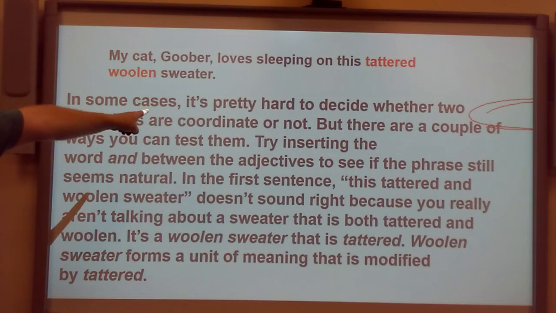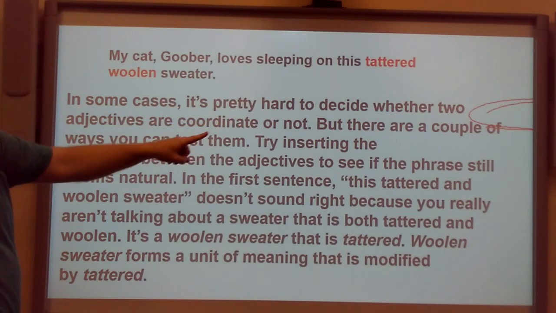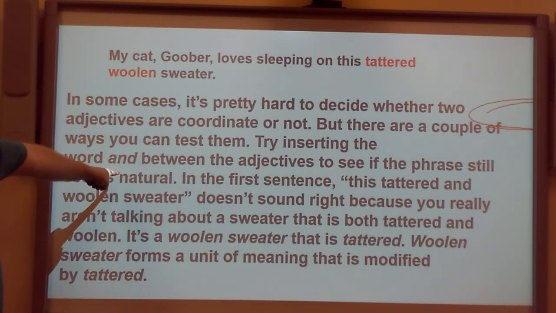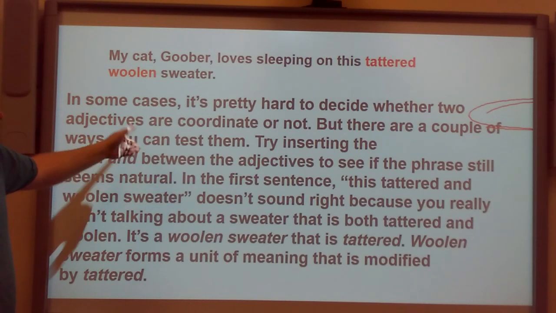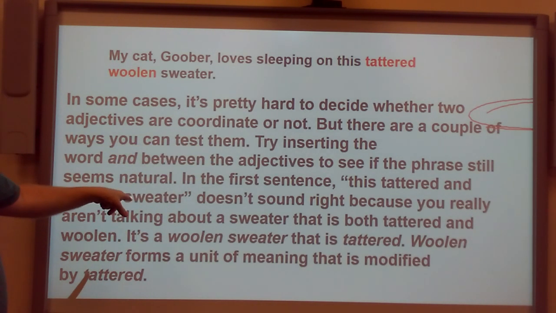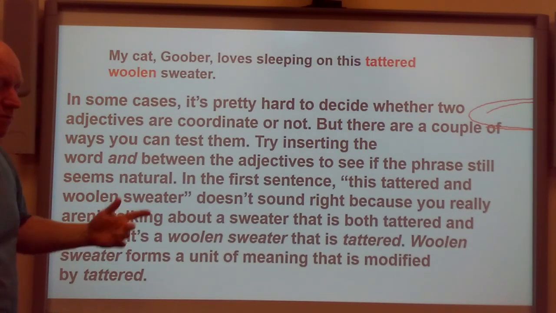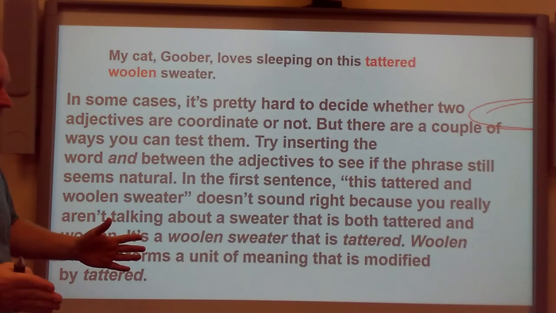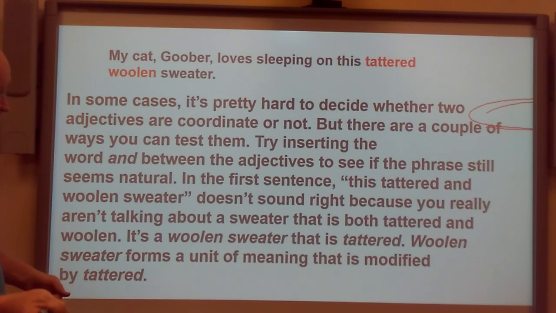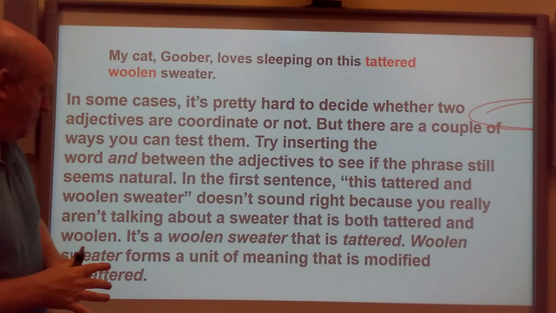See here? In some cases, it's pretty hard to decide whether two adjectives are coordinate or not, but there are a couple of ways. Try inserting the word and between the adjectives to see if the phrase still seems natural. There it is, repeating it. In the first sentence, this tattered and woolen sweater doesn't sound right because you really aren't talking about a sweater that is both tattered and woolen. It's a woolen sweater that is tattered. So, woolen sweater is being modified by the word tattered, so no comma.